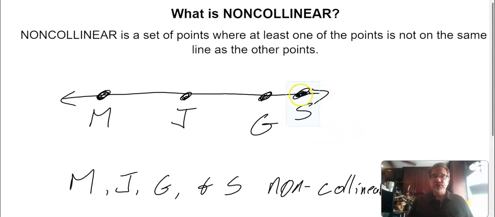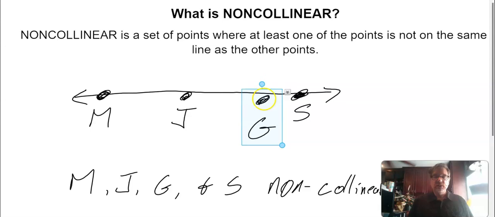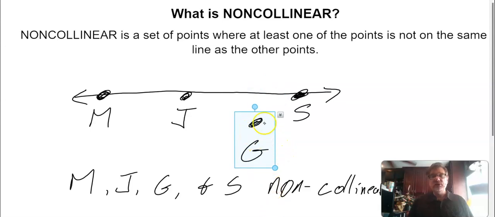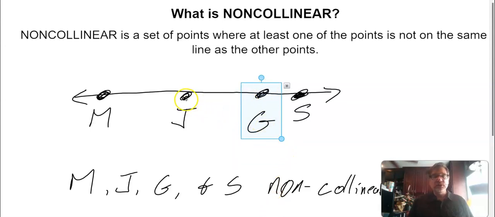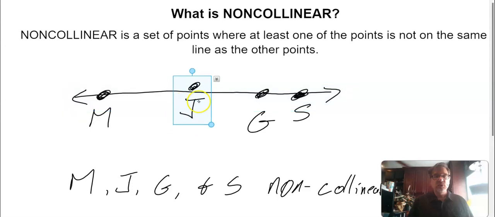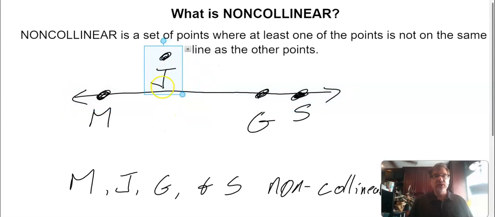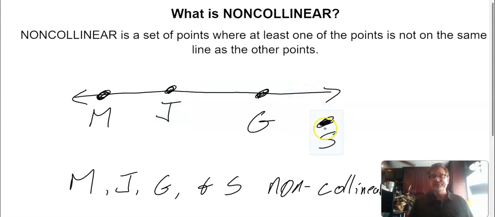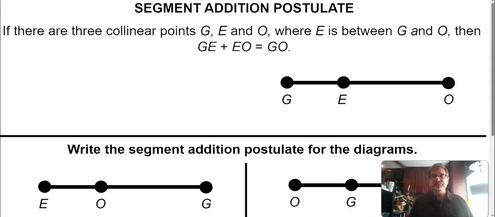So I could also do this. I could put S back, and if I wanted, we could move G. Again, non-collinear. Collinear. Collinear, move any of them off the line. Non-collinear. All right? There we go, non-collinear.